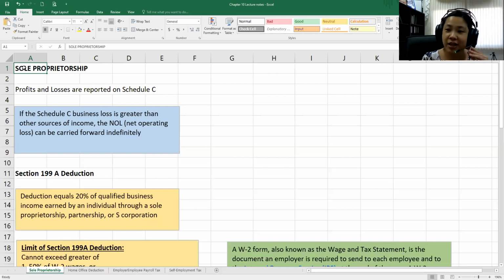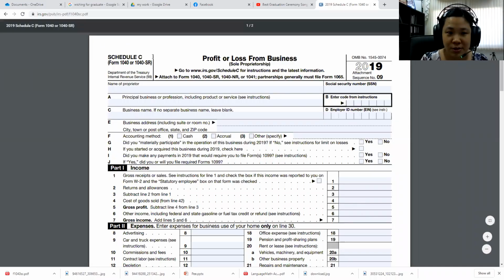All right. So let's look at the first type of business organization, where the owner is the taxpayer. We call it sole proprietorship. For sole proprietorship, the business is owned by only one person, and profits and losses are reported on Schedule C. So I'll show you Schedule C. This is called Schedule C.